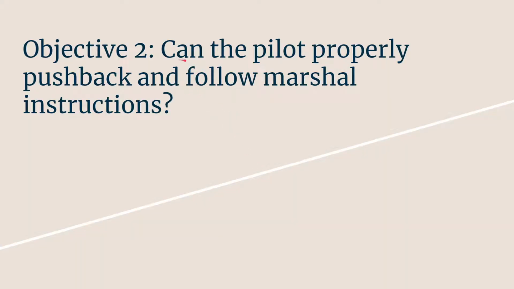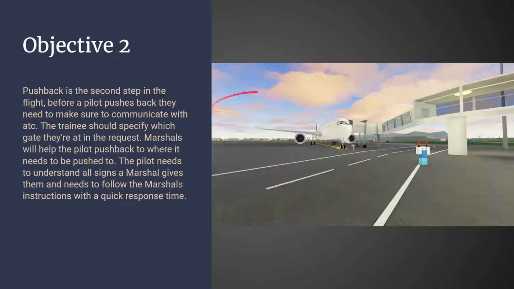On the second objective, can the pilot properly push back and follow marshal instructions? Once the pilot requests pushback, they're expected to specify their gate during their request, and once ATC gives them the sign to do so, there will be a marshal. PTFS doesn't have a pushback tug as of August 9th, 2022, so we have to utilize marshals.